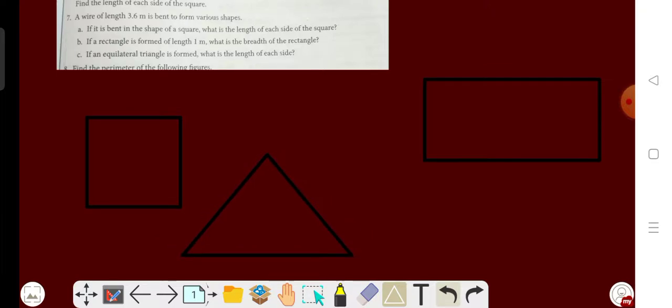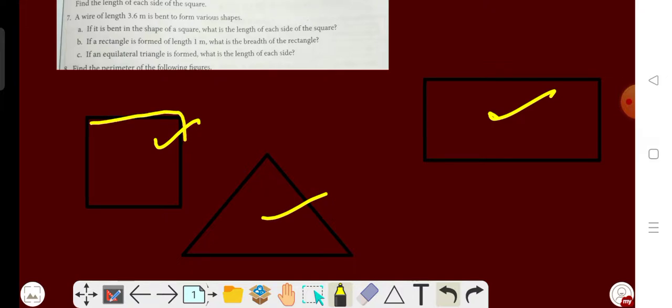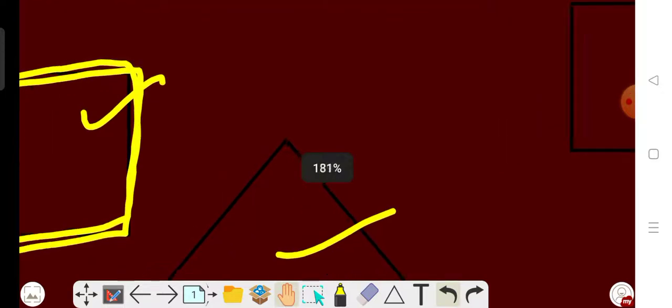So the wire is firstly converted into a square and then into a rectangle and then into a triangle, and the triangle is an equilateral triangle. In each case we have to find the length or the side. So first of all we will discuss the first case, that is of the square. If we have a wire and we have bent the wire into a square, that means the length of the wire is equal to the perimeter of the square. That means the length of wire is equal to the perimeter of the square.